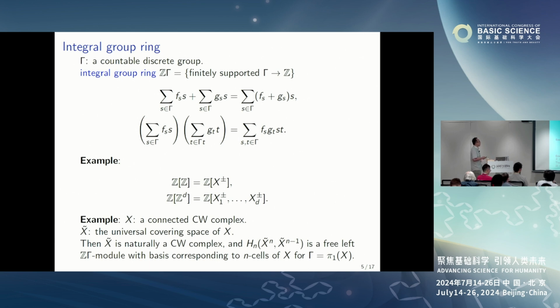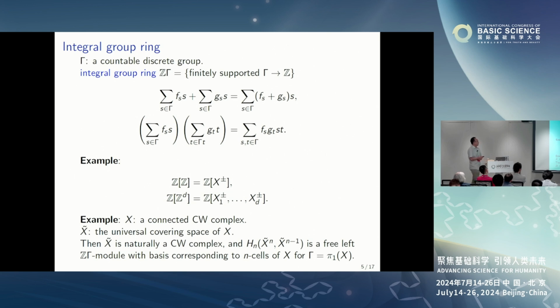Then the integral group ring is basically just turning the group into a ring. You take all the integer coefficients and you make it into a ring very naturally. So formally you can think of elements there as finitely supported functions on gamma with values in the integers. And you write each such function as a power series, where f sub s is just the value at s, and s is the group element. So this is the value times the group element, and you add them together. But here, in fact, everything is finitely supported, so it looks like a power series, but it's actually just a finite sum.